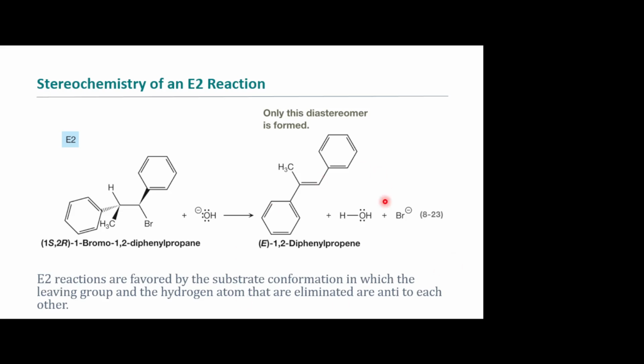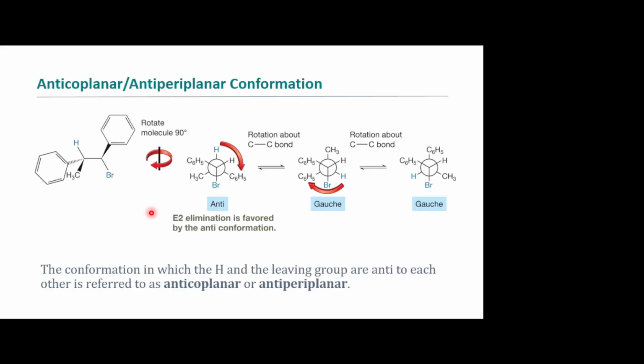So this is the stereochemistry of an E2 reaction again. And notice that E2 reactions are going to favor the substrate formation in which the leaving group and the hydrogen atom that are eliminated are anti to each other. So you would expect these to be on opposite sides, like this right here. So the hydrogen and the leaving group want to be on opposite sides. If you remember the orbitals we had talked about, you can get the reaction happening where they're not anti, but it is much less energetically favorable than being anti to each other. Okay? And so this one is less of a hard rule.